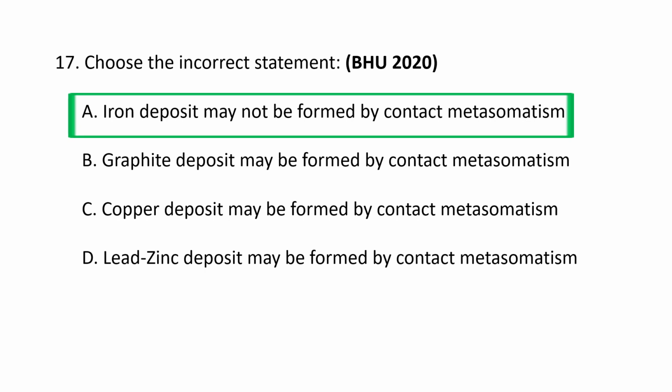Iron deposits can form via contact metasomatism. Contact metasomatism is a process where hot igneous intrusions alter surrounding rocks. It can lead to iron ore deposits, particularly in skarn deposits. So, A is the incorrect statement.